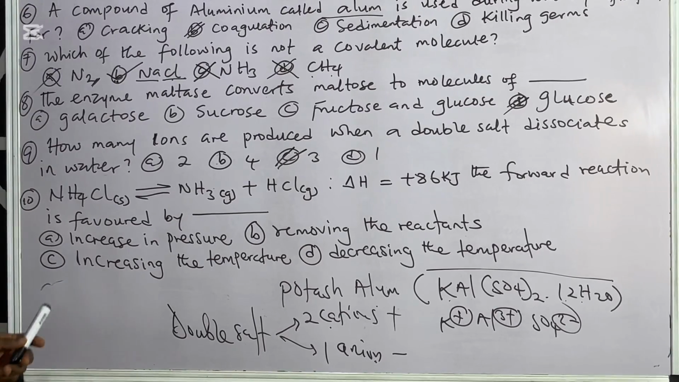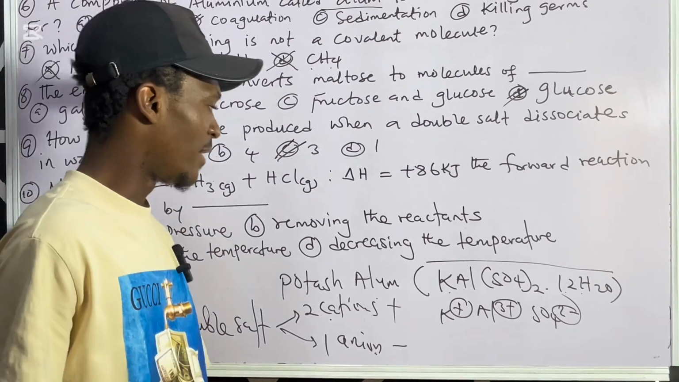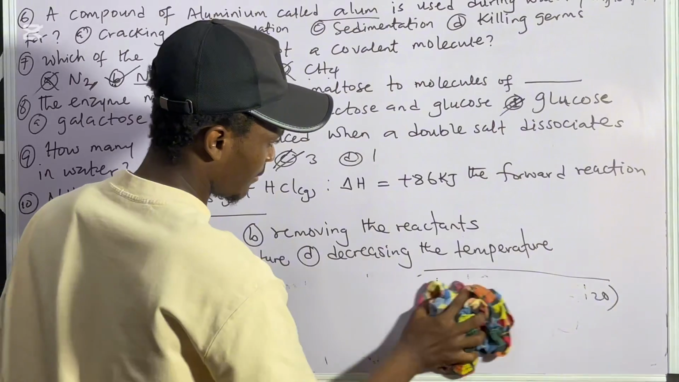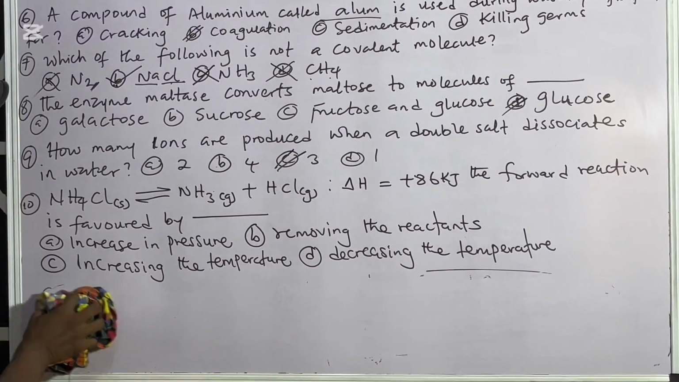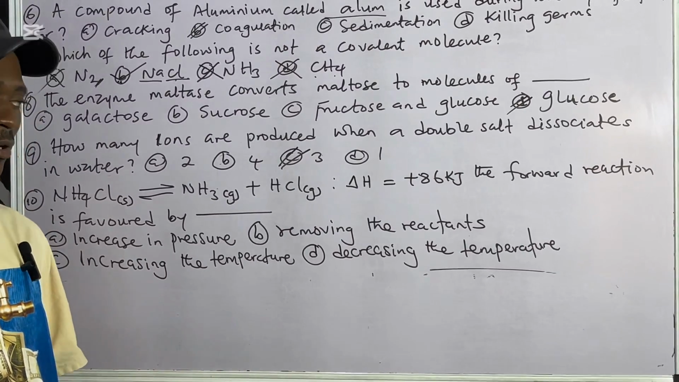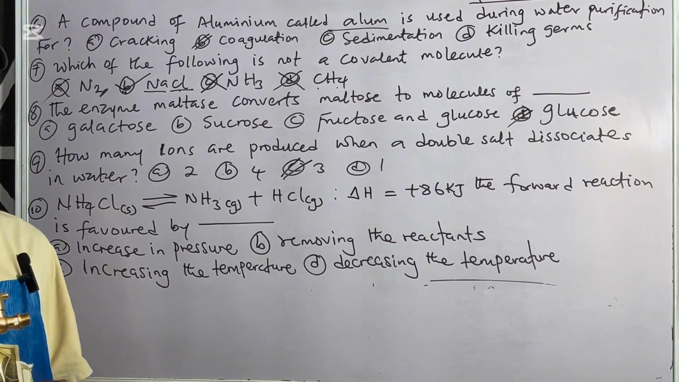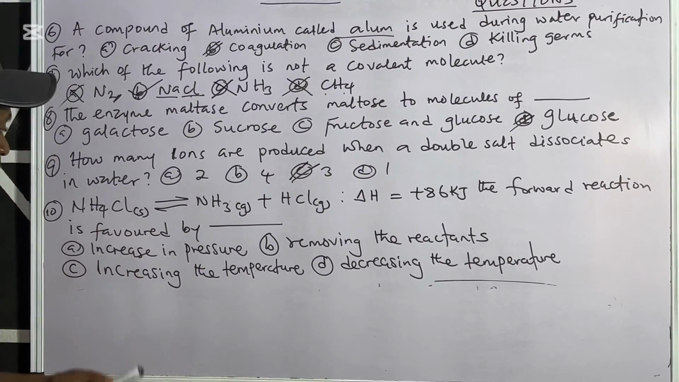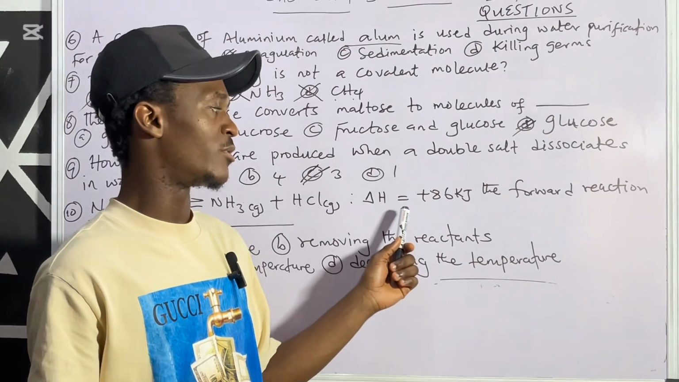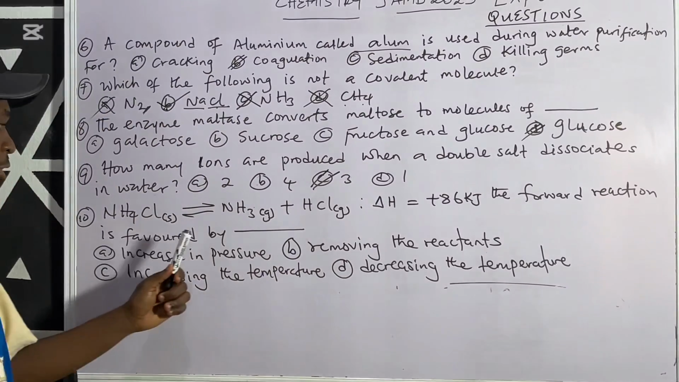Next question, question 10. NH4Cl dissociating to produce NH3 ammonia gas and hydrogen chloride gas. So they are asking, this question is coming under chemical equilibrium. Now, if you check my channel, then you ought to know that there was a time I did a video lesson on chemical equilibrium. You can watch the video to assist you. But looking at this question, they said our delta H, which is enthalpy change, is given to be positive 86 kilojoules, and then the forward reaction is favored by dash.